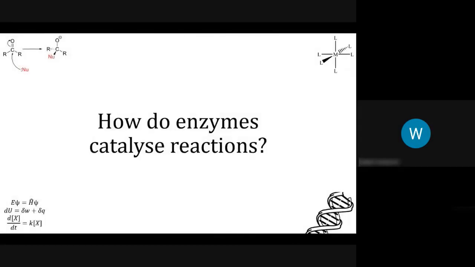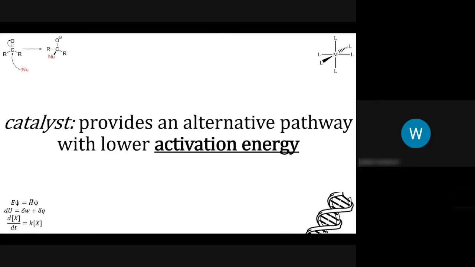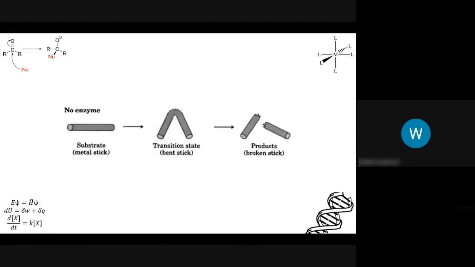Now that we're done revising the basics, let's move to the fun part. How exactly do enzymes catalyze reactions? In H2 Chem, we've learned the definition of a catalyst, which basically means they lower the activation energy barrier of a reaction. But how exactly do enzymes lower the activation energy barrier of a reaction? Let us explore with a simple illustration.